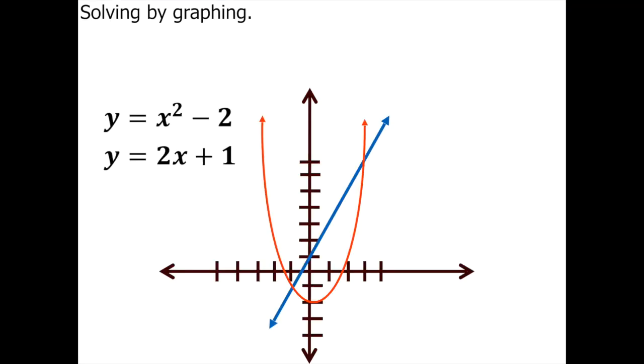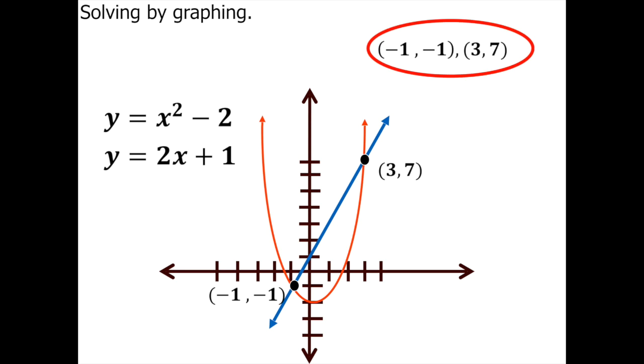So let's go back in here. Those were my two graphs: -1, -1 and 3, 7. Remember when you write these, just put a comma in between your two answers and parentheses around them, and that will work just fine.